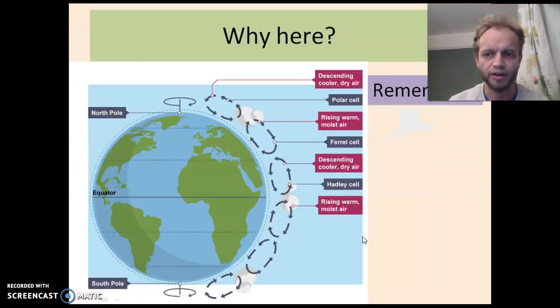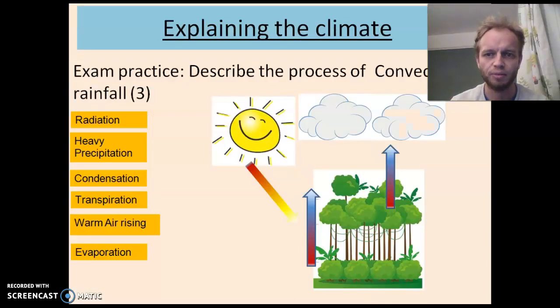Just as a quick reminder, you might remember our favourite thing, air circulation models. Well, that's part of the reason why the climate is the way it is. So we'll go back to thinking about convectional rainfall. And convectional rainfall is this process where we get lots of heavy rainfall at the equator.